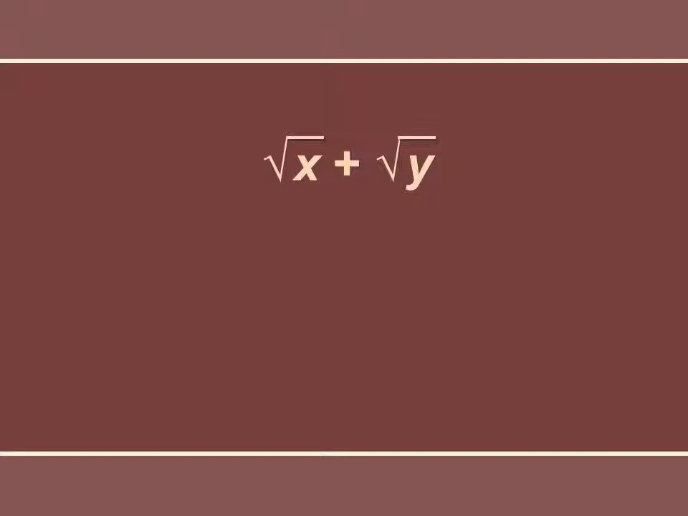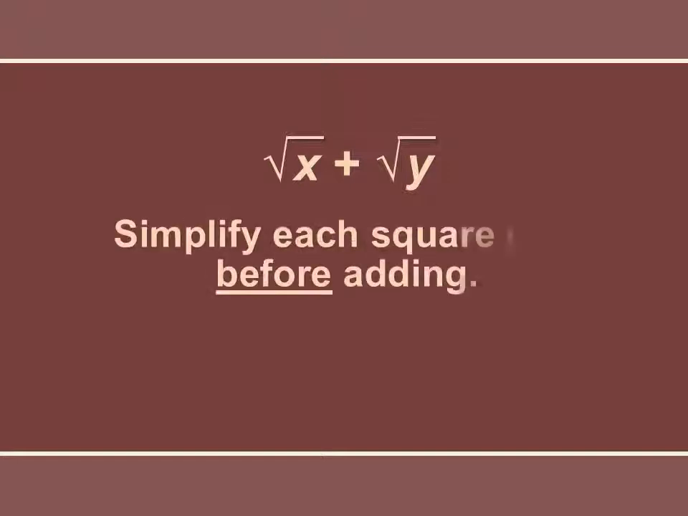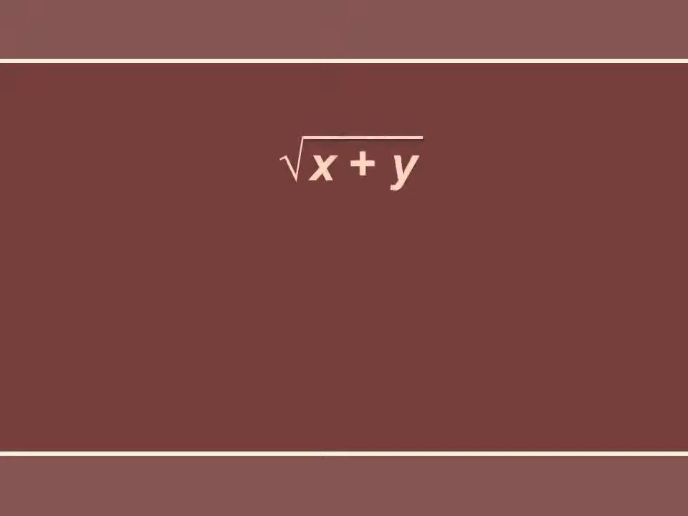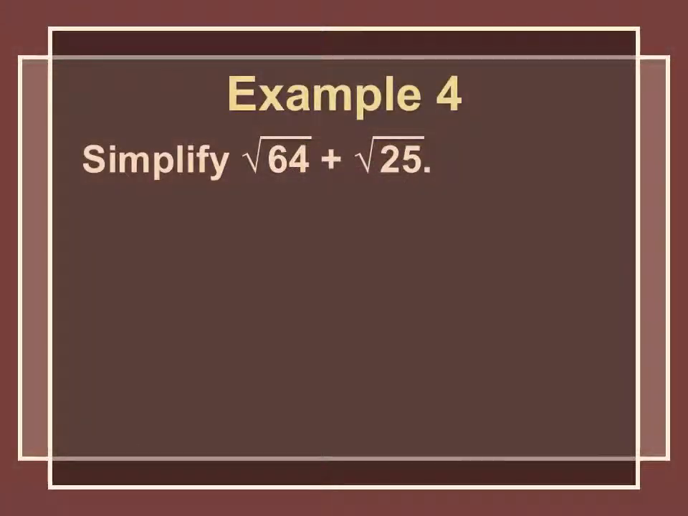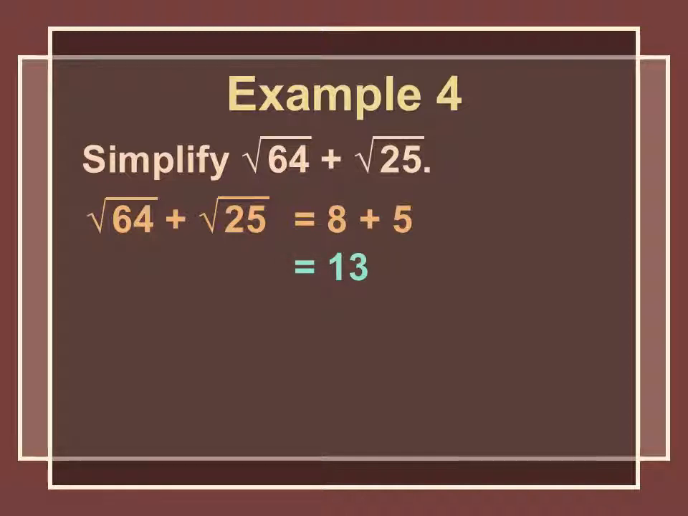Let's talk about this rule. Let's say we have the square root of x plus the square root of y. In this example, we want to simplify each square root before we add. However, if we have the square root of x plus y, we're actually going to want to add x and y first and then simplify by taking the square root. So let's look at this example. The square root of 64 plus the square root of 25. We're actually going to want to do the square roots first before we add. So the square root of 64 is 8, and the square root of 25 is 5. So it becomes 8 plus 5, which is 13.